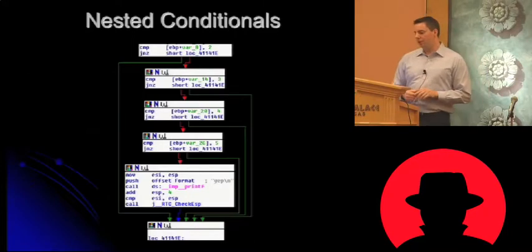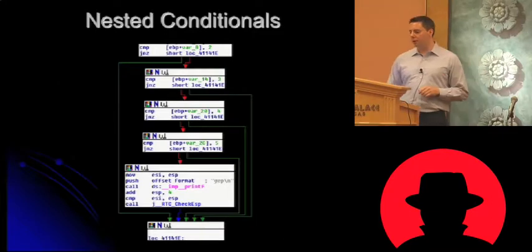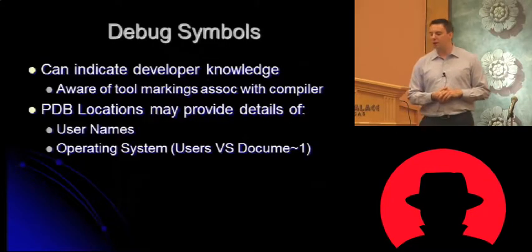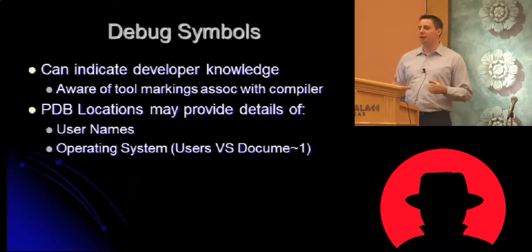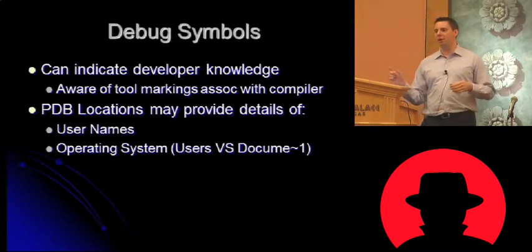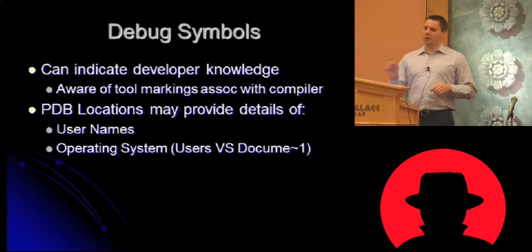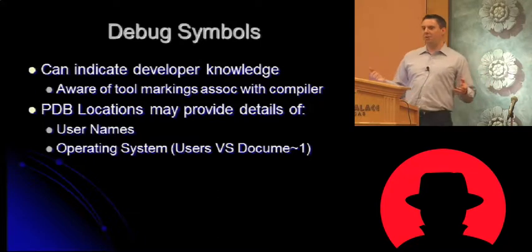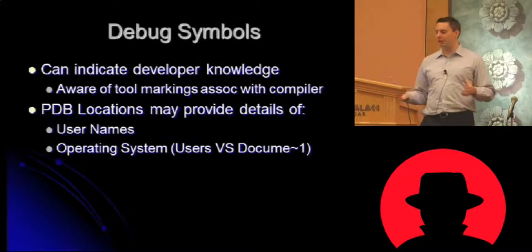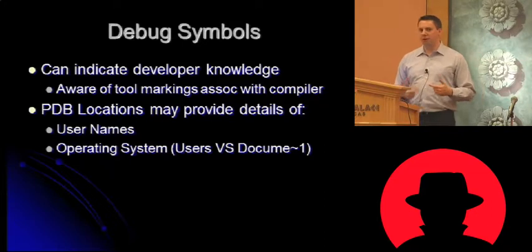So here's an example of a nested conditional, which can be easy to spot with the naked eye. But in a second, we're going to have a look at how we can automate identification of similar nested statements. As we mentioned, PDB symbols can often lead us to the identity of an individual. There are numerous cases where I've spotted an individual's username or even their real name, where their Windows username was first name.last name, in the PDB file, and they just compiled it into the program, not realizing that that reference was there. It can also tell us things like the operating system that they're using.